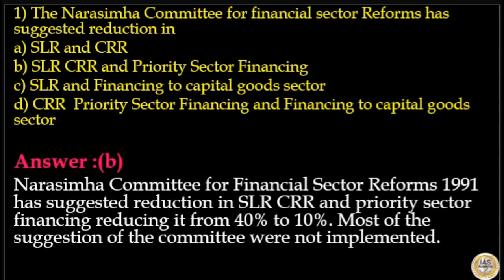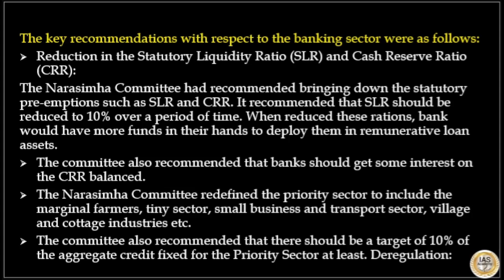The Narasimha Committee for Financial Sector Reforms 1991 has suggested reduction in SLR, CRR and priority sector financing, reducing it from 40% to 10%. Most of the suggestions of the committee were not implemented. The key recommendations with respect to the banking sector were reduction in the statutory liquidity ratio and cash reserve ratio. The committee also recommended that banks should get some interest on the CRR balance. The Narasimha Committee redefined the priority sector to include the marginal farmers, tiny sector, small business and transport sector, village and cottage industries, etc. The committee also recommended that there should be a target of 10% of the aggregate credit fixed for the priority sector.